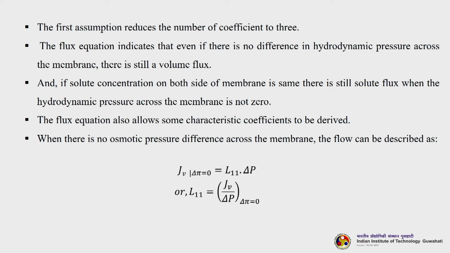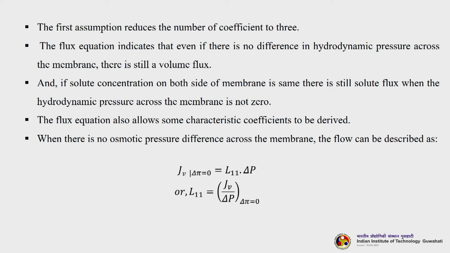The flux equation indicates that even if there is no difference in hydrodynamic pressure across the membrane, there is still a volume flux. This is very important to understand. So, if there is no hydrodynamic pressure difference across the membrane, there can still be a flux. And if the solute concentration on both sides of the membrane is the same, there is still a solute flux when the hydrodynamic pressure across the membrane is not 0.